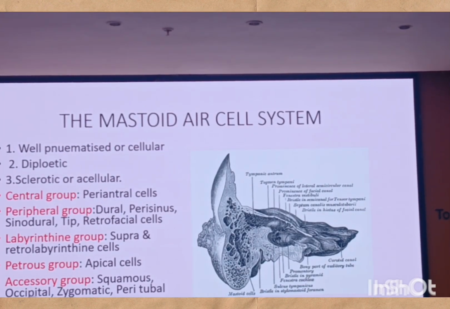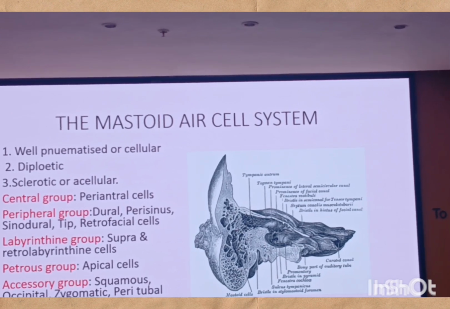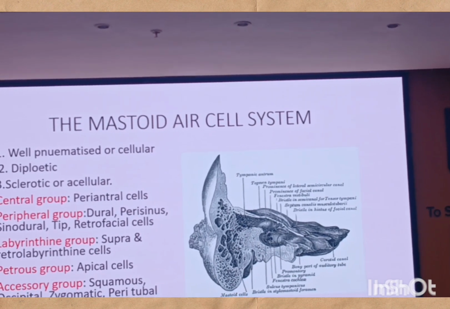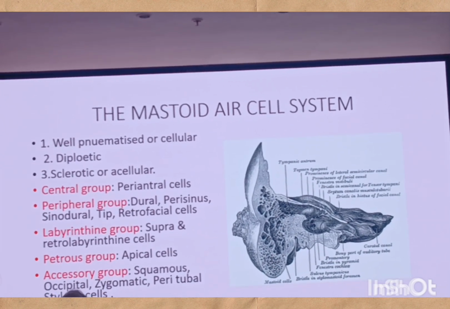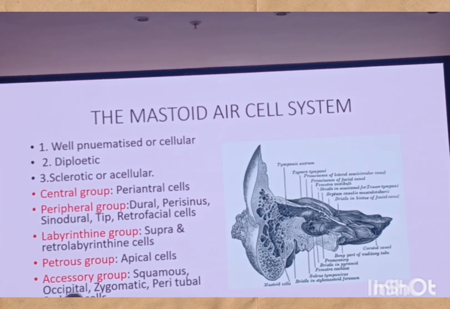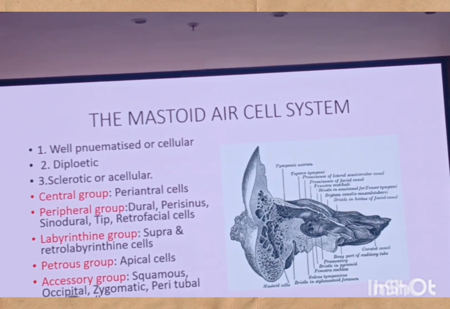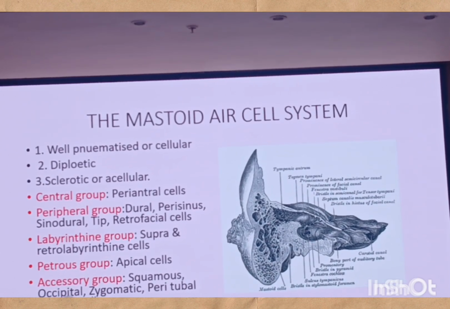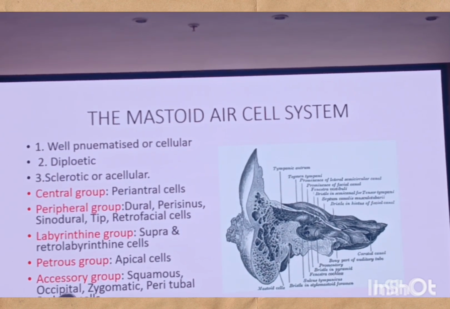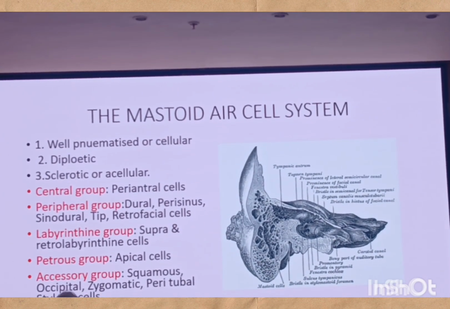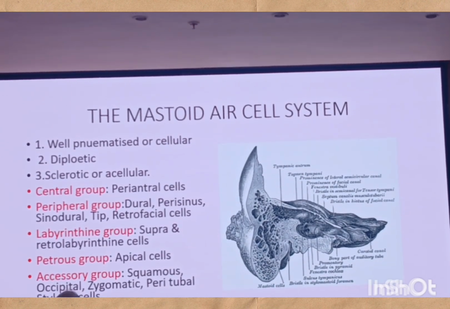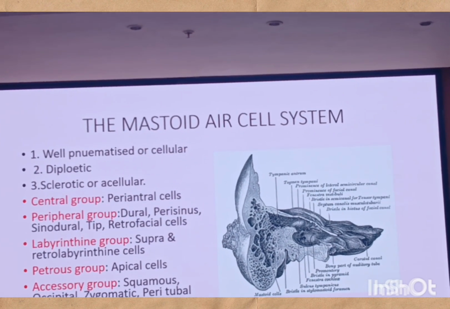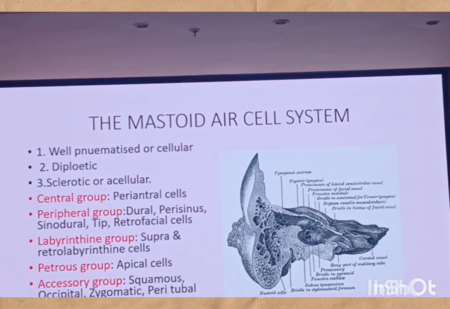Once you start drilling the cortex tomorrow, you'll encounter a lot of air cells. There has been a constant classification for it. The bone can be well pneumatized and you can have a lot of cells. It can be partially sclerosed and partially pneumatized and you can have a diploic type or the sclerotic. The most common diseases are generally seen in the sclerotic because there is no air cavitation in that. The cells are divided into central group, peripheral group, labyrinthine group, petrous and accessory group.